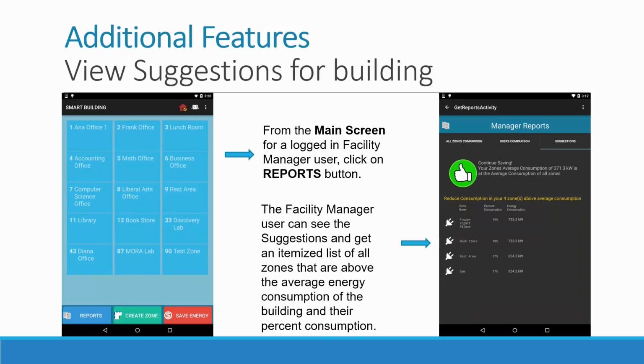View suggestions for building. From the main menu screen, for a logged-in Facility Manager, click on Reports. The Facility Manager can see the suggestions and get an itemized list of all zones that are above the average energy consumption of the building and their percent consumption.